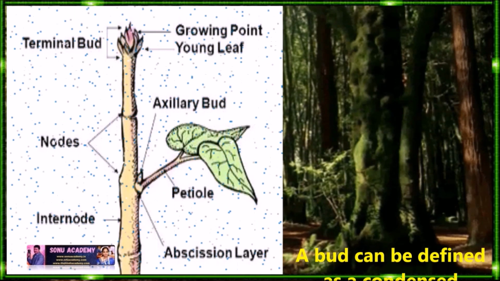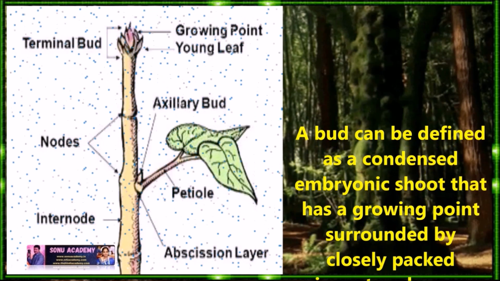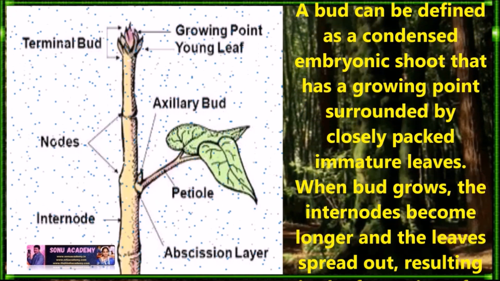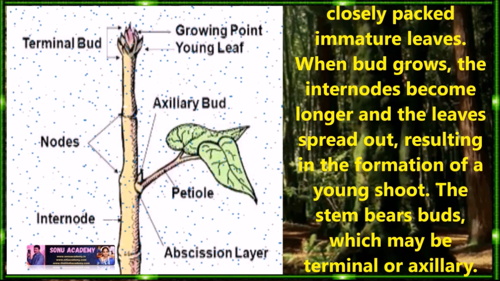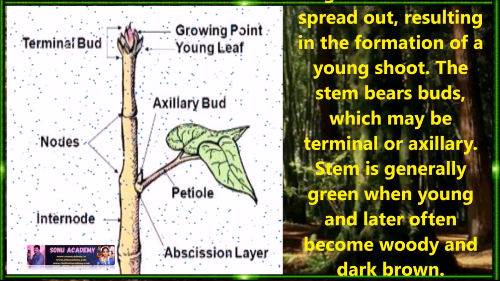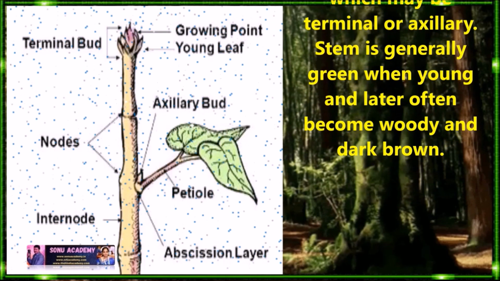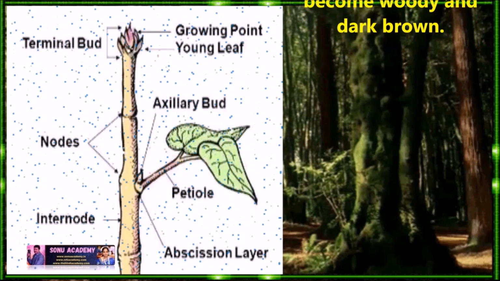A bud can be defined as a condensed embryonic shoot that has a growing point surrounded by closely packed immature leaves. When a bud grows, the internodes become longer and the leaves spread out, resulting in the formation of a young shoot. The stem bears buds which may be terminal or axillary. Stem is generally green when young and later often becomes woody and dark brown.